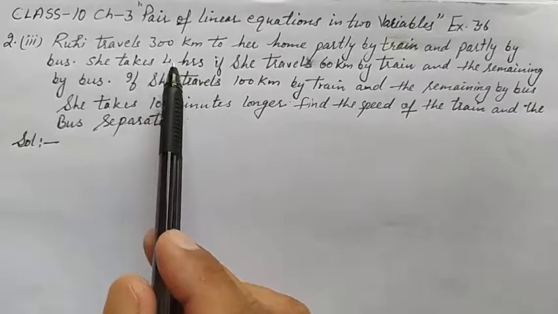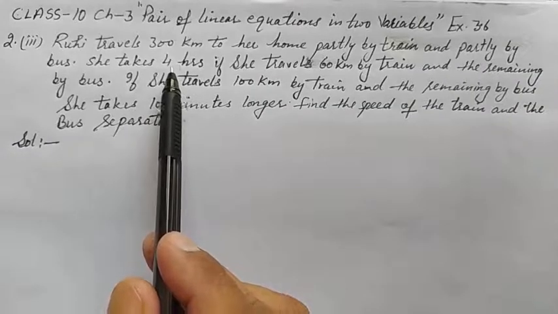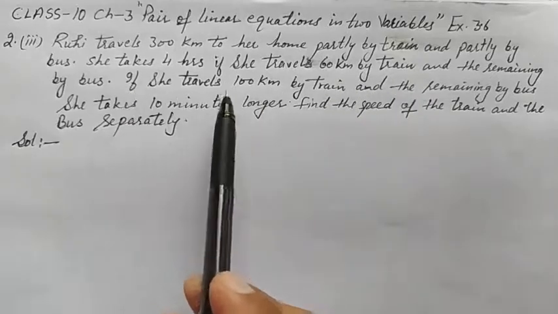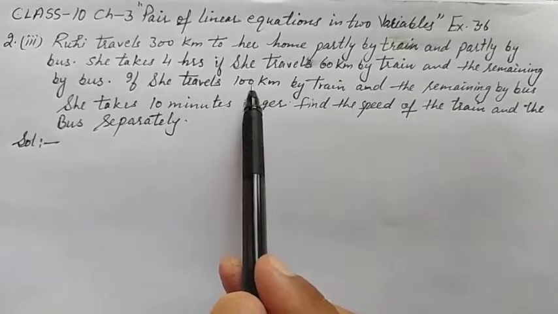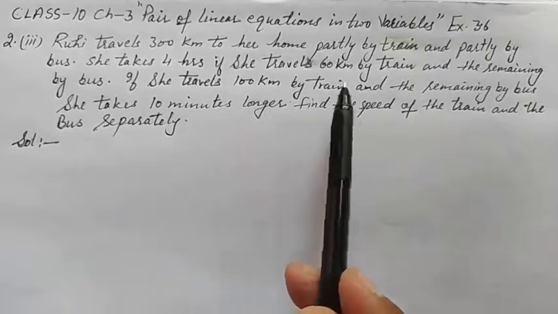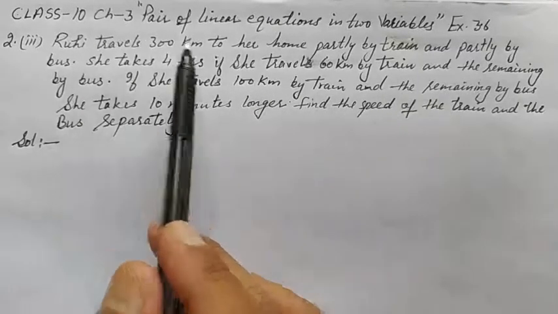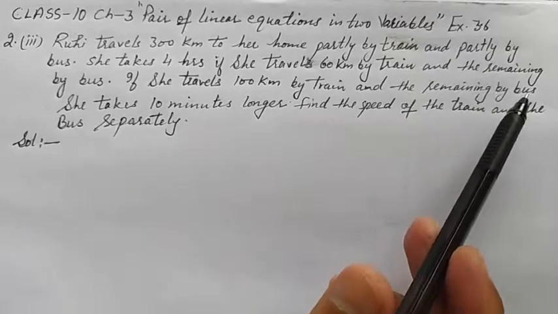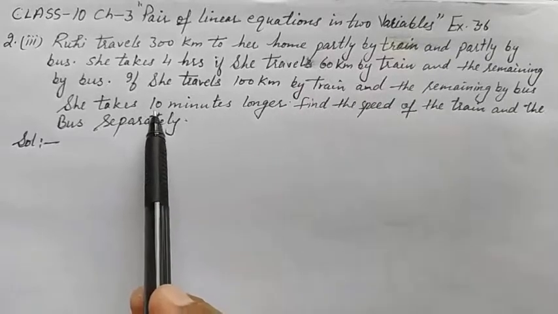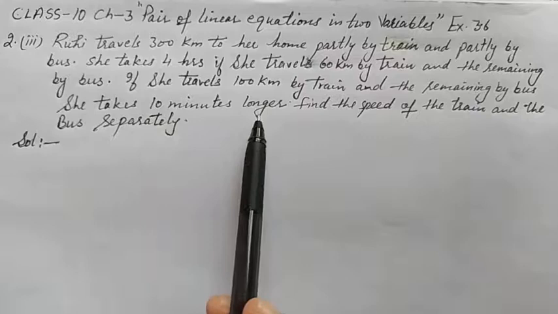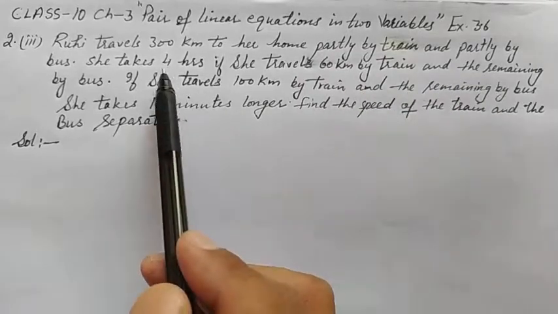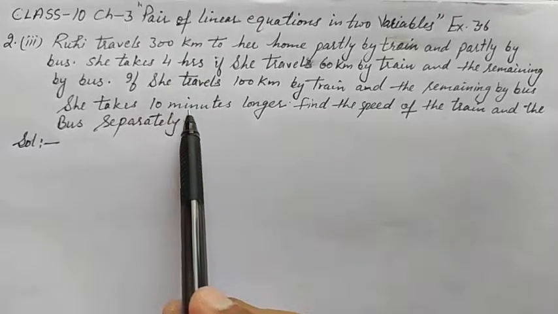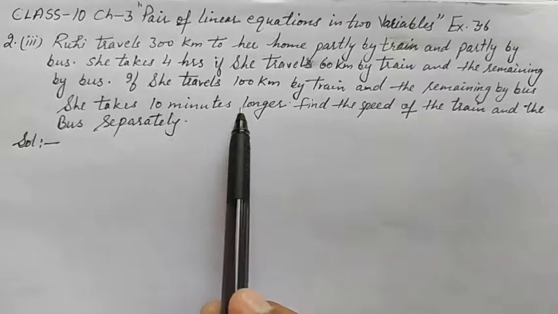So total distance is 300 kilometers and in the first case the time taken is 4 hours when it is 60 kilometers by train and 240 by bus. In the second case, if the distance traveled by the train is 100 kilometers, the distance left for the bus is 200, 300 minus 100 is 200. So 100 kilometers by train and 200 kilometers by bus. In this case, she takes 10 minutes longer. 10 minutes longer means longer than 4 hours. So earlier she was taking 4 hours, now she is taking 10 minutes more. It means the time in the second case is 4 hours 10 minutes.